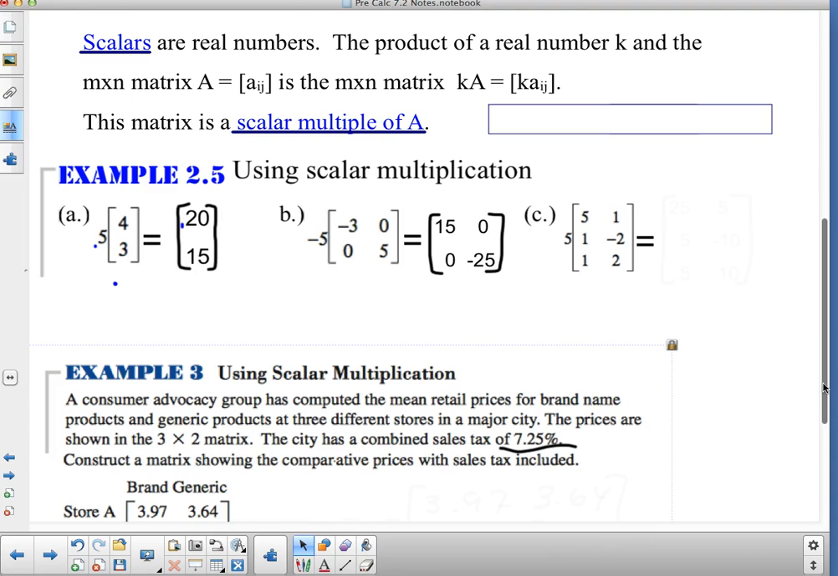Remember, a scalar times a matrix: you just take the scalar and every member inside the matrix gets multiplied by it. That's all you're doing.